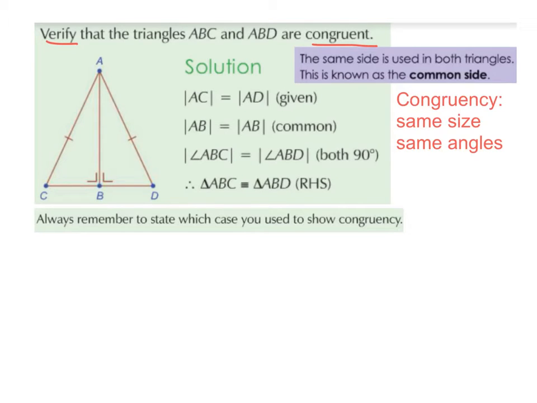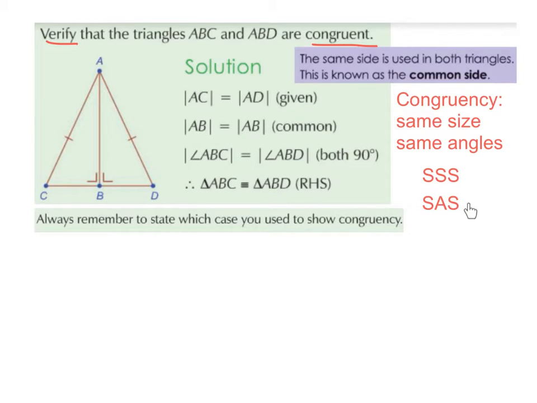Well, in terms of triangles, it means that they are all the same size, so all the lengths are the same, and they're all the same angles. The three angles are equal. So if two triangles are congruent, they will either have three sides being equal. SSS stands for side, side, side, so the three sides will be equal.